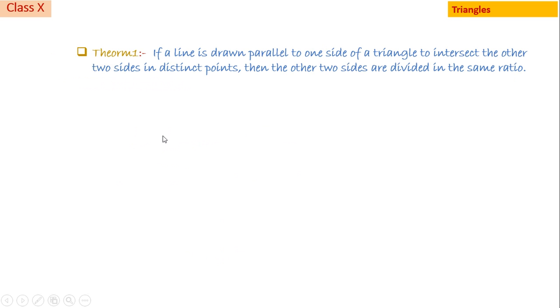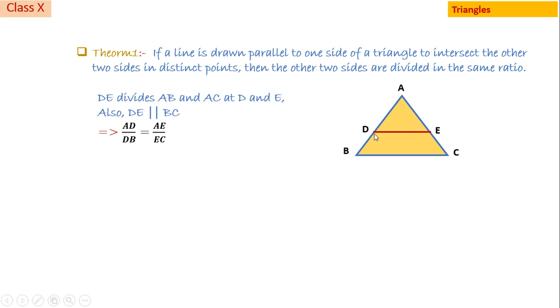Now let us study some theorems of triangles. Theorem 1. If a line is drawn parallel to one side of a triangle to intersect the other two sides in distinct points, then the other two sides are divided in the same ratio. Consider triangle ABC. If we draw DE parallel to BC, then it divides sides AB and AC in same ratio. That is, AD by DB is equal to AE by EC.